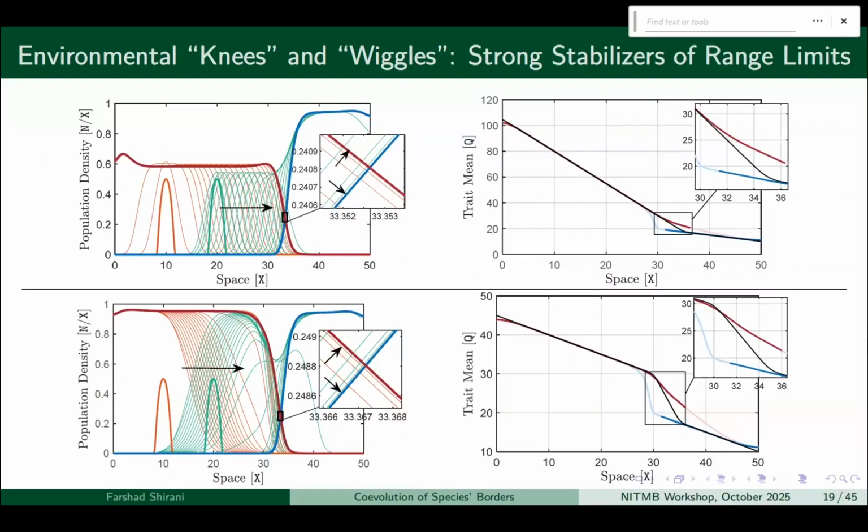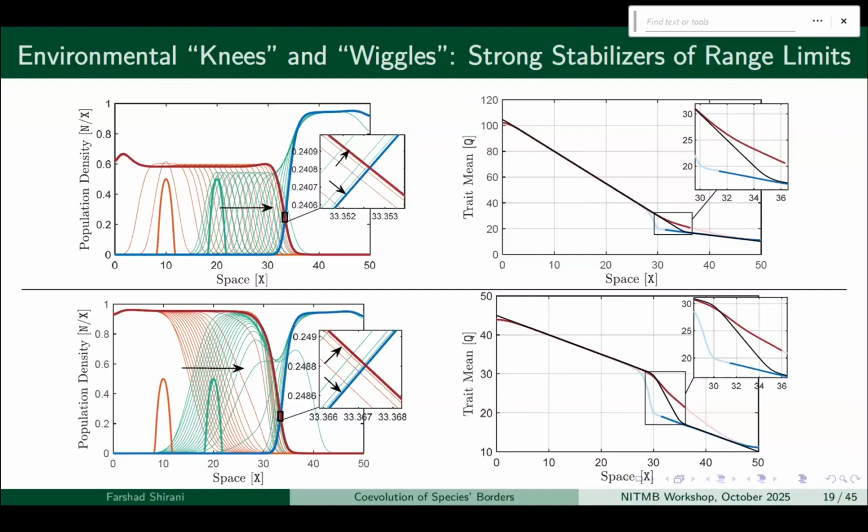We identified a sort of environmental nonlinearity that can stabilize these competitively formed range limits. So if the environment is not linear, but has some sharp changes where the steepness of the environment changes sharply, which I call knees, or some step-like changes in the environment, like ecotones in ecology, then the moving boundary between the two species, once it reaches that knee, is going to get stabilized there as an equilibrium.